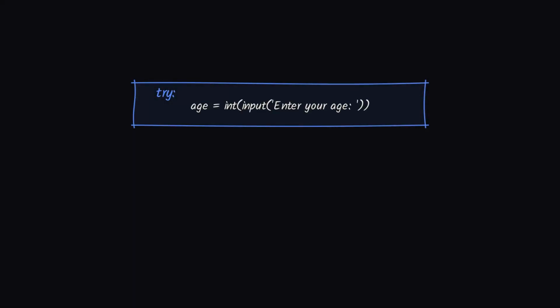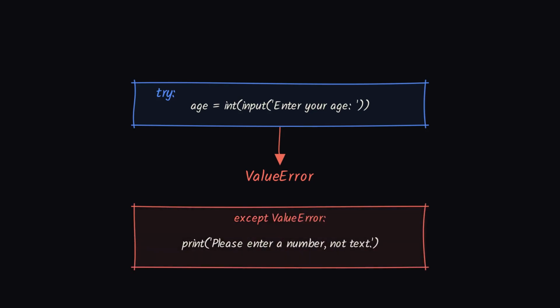The try except block is Python's safety net for exactly this situation. The try block holds the code that might fail. Python watches it carefully. We name the specific exception type we expect. Value error means the value had the wrong format. If that error fires, Python jumps here and runs our friendly message instead of crashing. If everything in the try block succeeds, the except block is skipped entirely. It only activates on failure.